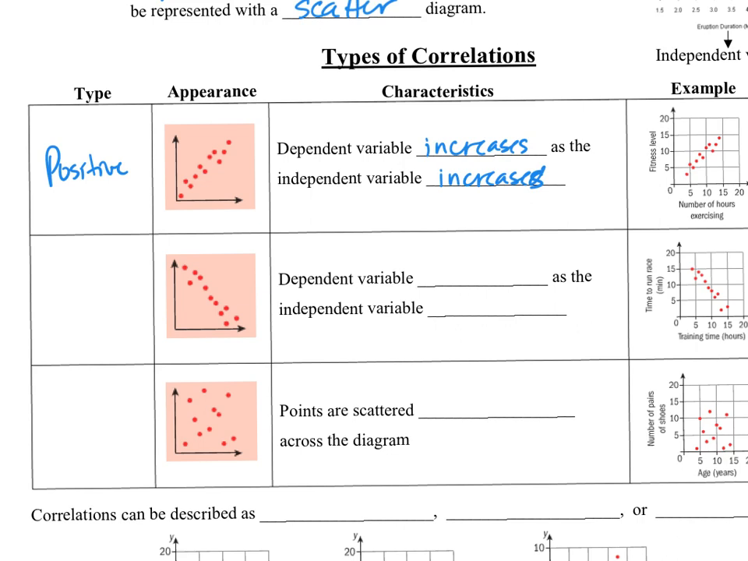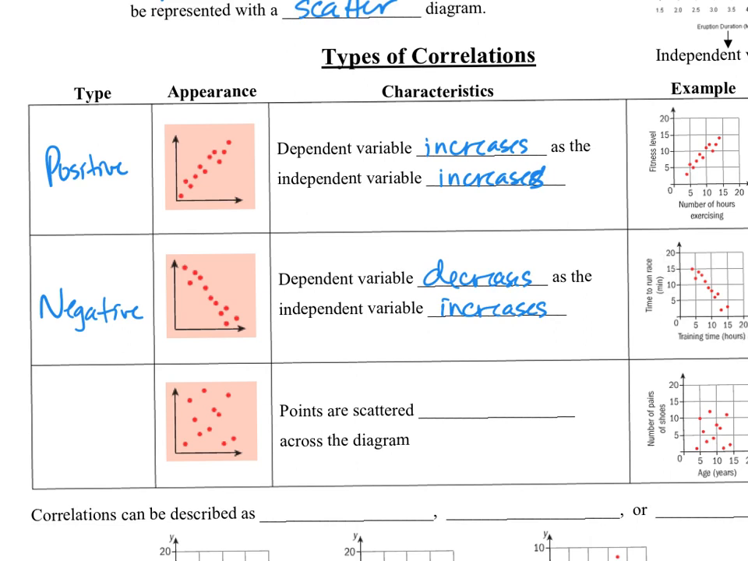The second type of correlation is what we call a negative correlation, and that is where the dependent variable decreases as the independent variable increases. For example, as the number of hours that you train, let's say you're trying to run a marathon, increases, the time to complete the race is going to decrease. So you can see that negative correlation: as the independent variable increases, the dependent variable decreases.